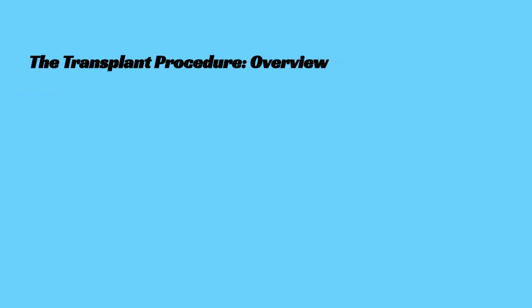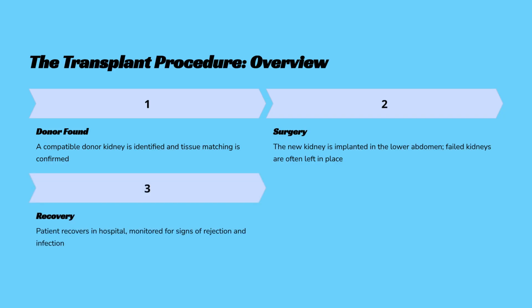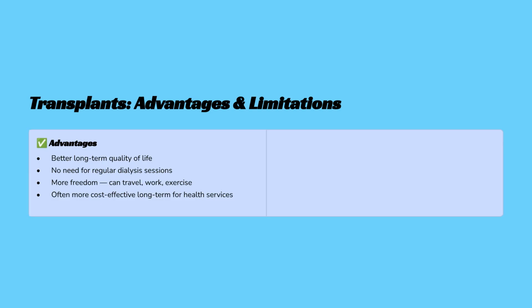The transplant process starts with finding a compatible donor. Then surgery takes place, where the new kidney is implanted. After recovery, long-term care involves daily immunosuppressants and regular checkups. Transplants offer better long-term quality of life and freedom from regular dialysis.